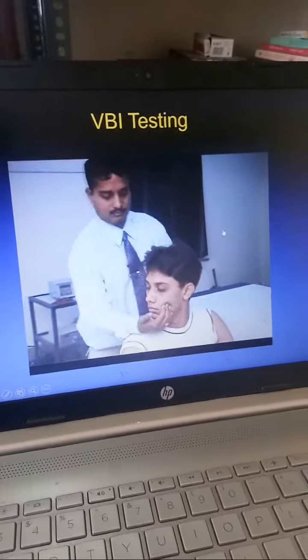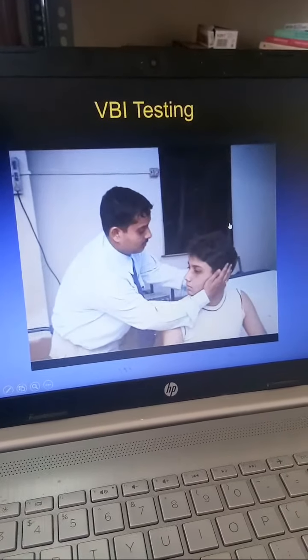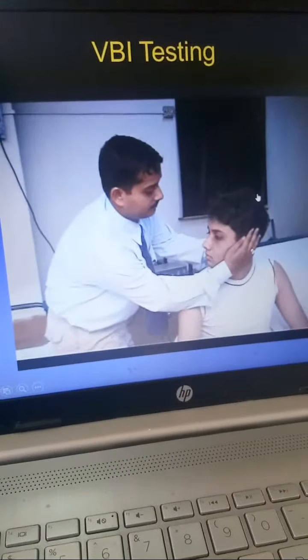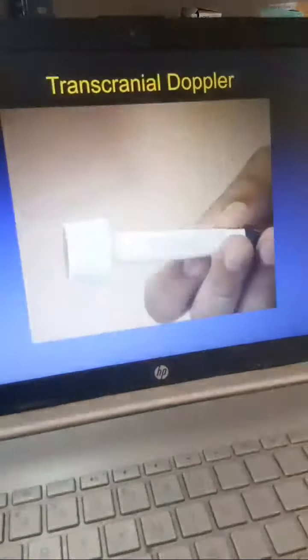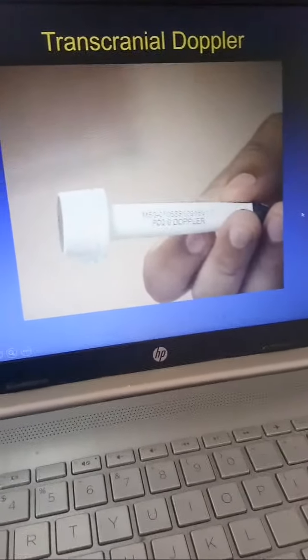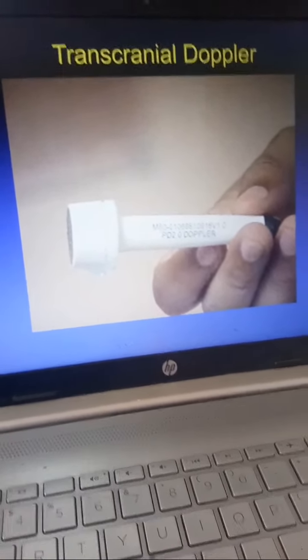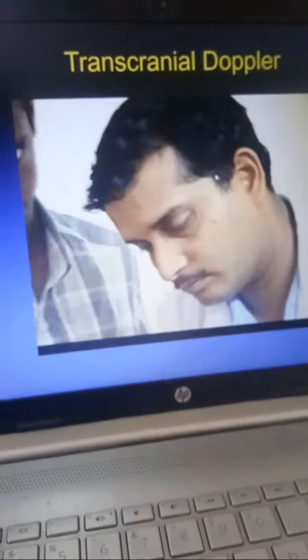So this is the position where the vertebral artery gets maximally compromised. Rotation, and then we can take it into extension. The minimum duration we can keep it for is 10 seconds and the maximum is 40 seconds. And if you want to examine directly what exactly is happening, then you can go for the transcranial Doppler to see the extent of vertebrobasilar insufficiency.